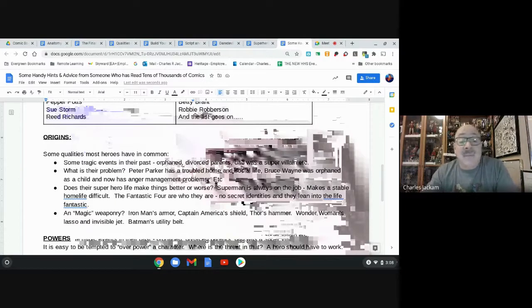Do they have what we in the story writing biz call a magic weapon? Iron Man has super armor. Captain America has that amazing shield. Thor literally has a magic hammer. Wonder Woman has a magic lasso and an invisible jet, which I always wondered, are you visible and seen just kind of flying through the air? And why is that sitting person flying there? Because they can see into the invisible jet? I don't know this. Batman has that amazing utility belt.